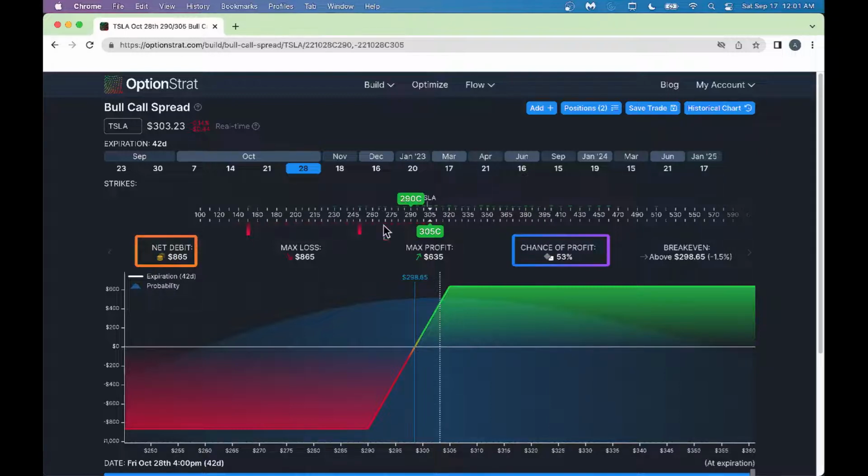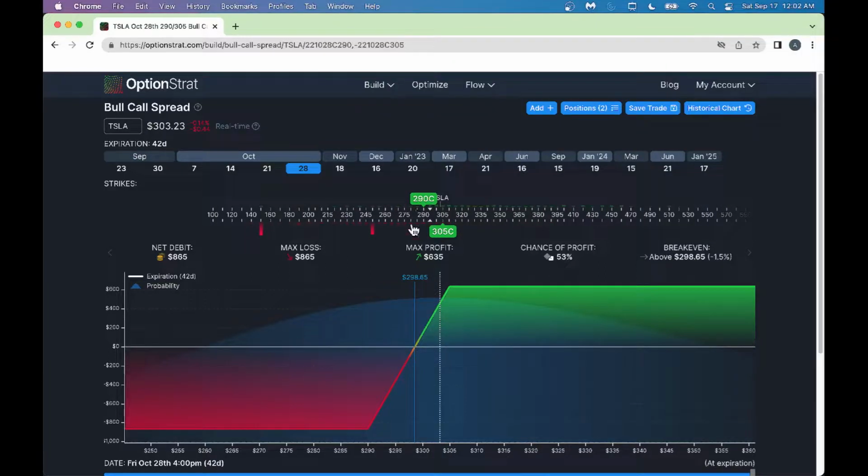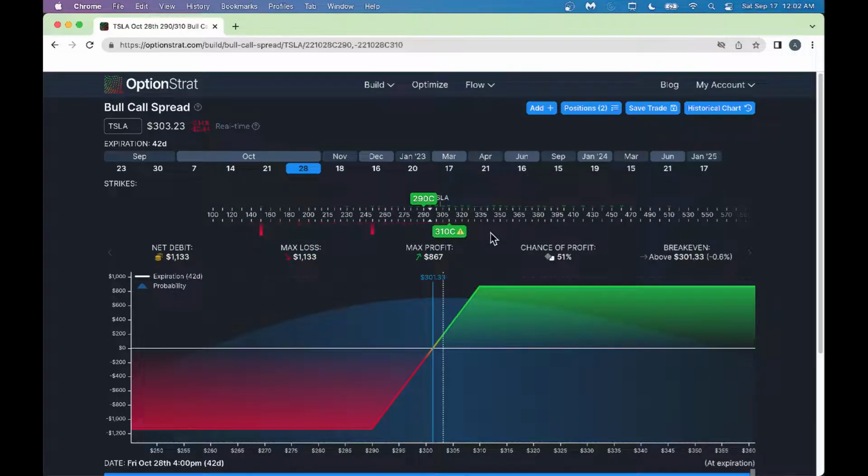Look, you're just putting up $865, and your max profit is $635. Many people may not like this profitability too much. What you could do is, instead of 290, you could go to 295. So that way, right now it's 290, 305. Look, you're putting up 865 here. You could even move this slightly to 310. Now look, you're putting up $1,000, as you can see here, and you're making 867.